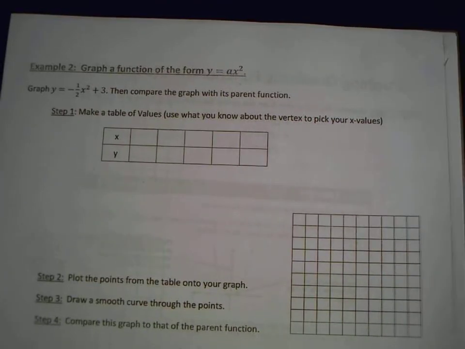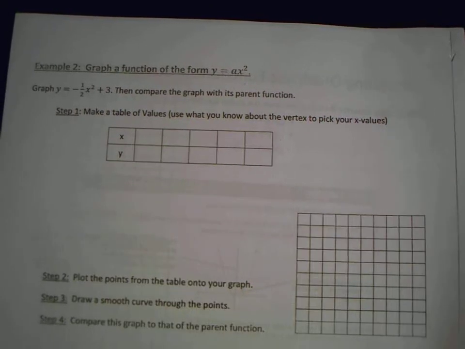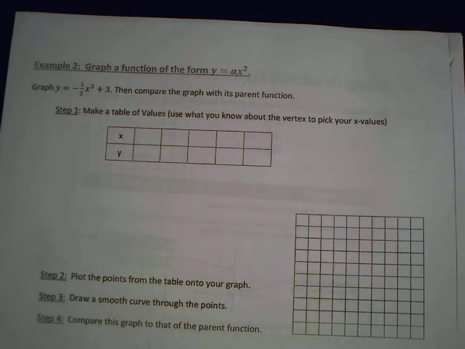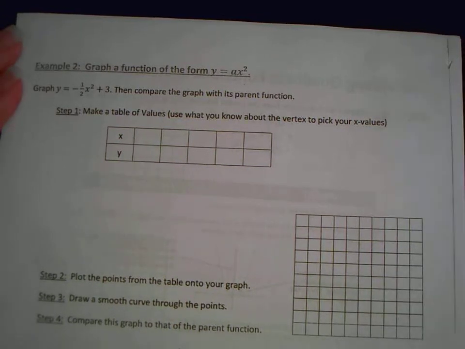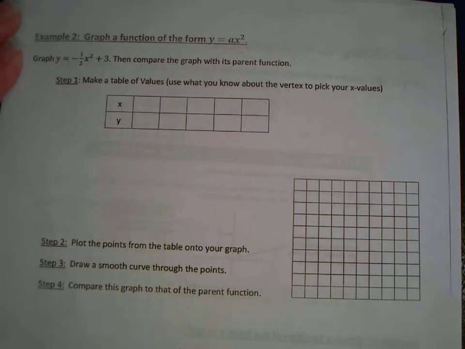All right, let's flip the page and go on to the next question. We're going to try this again, but now we have a full, longer equation. This one says graph y equals negative 1/2 x squared plus 3, then compare the graph with its parent function. So again, go with what you know. Pick your vertex.